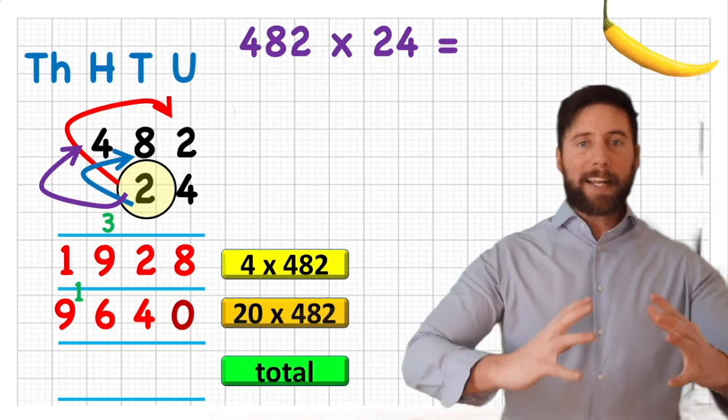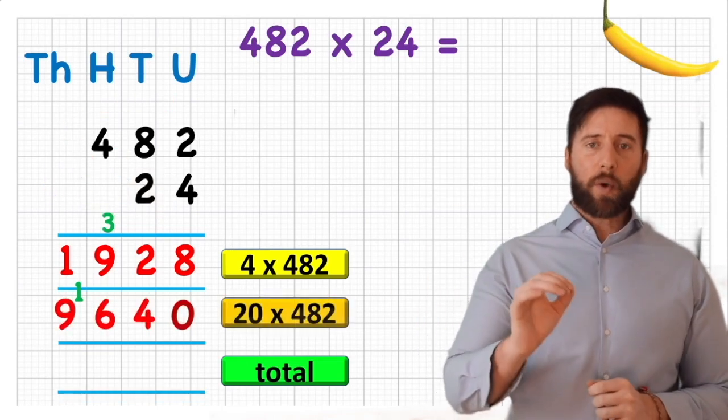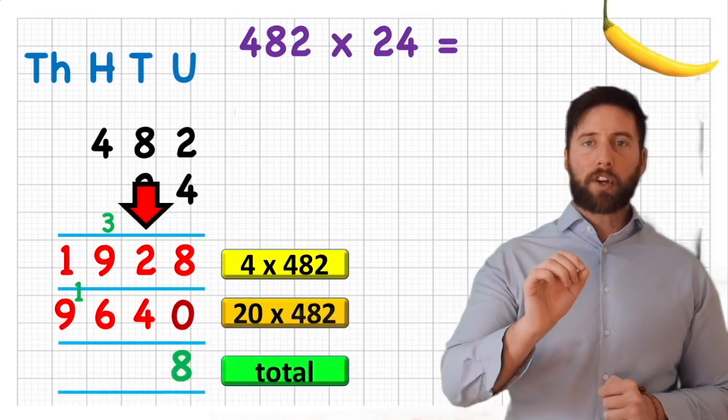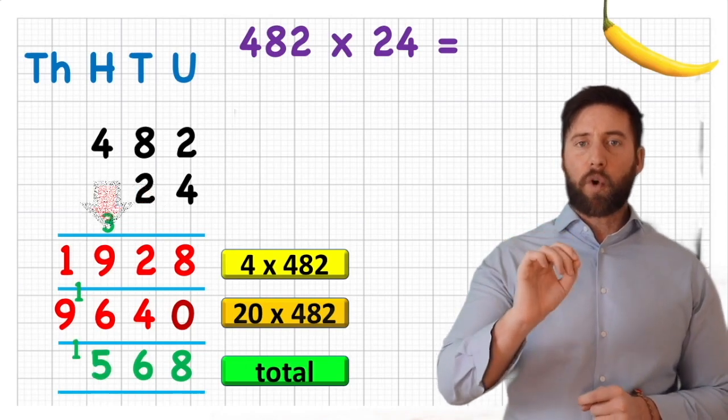Okay, and remember, add it together, so put my line across, make sure I add it. 8 add 0 is 8, 2 add 4 is 6, 9 add 6 is 15, move my 1 across, put my 5 in place, and then 1 add 9 is 10, plus the 1 is 11.